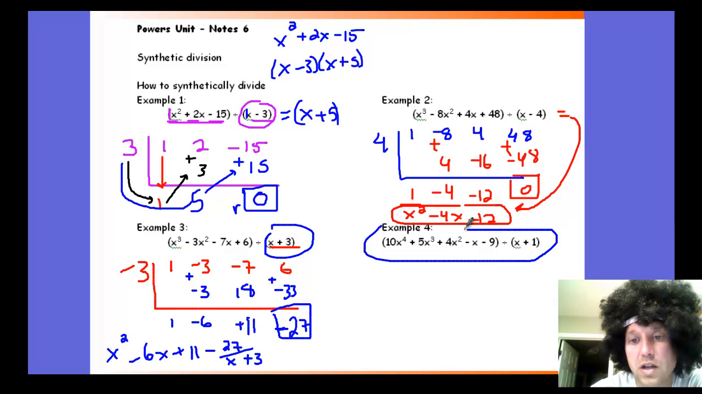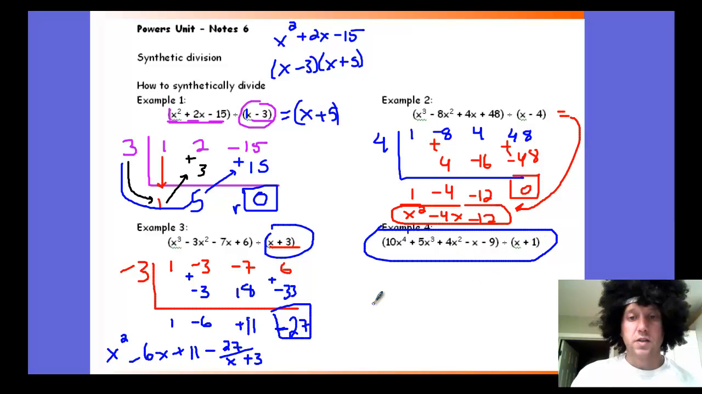So second homework problem here, try using synthetic division to divide this polynomial by this, and then have a good night.